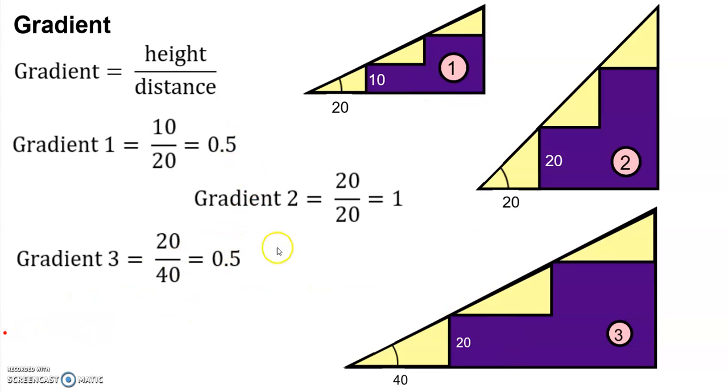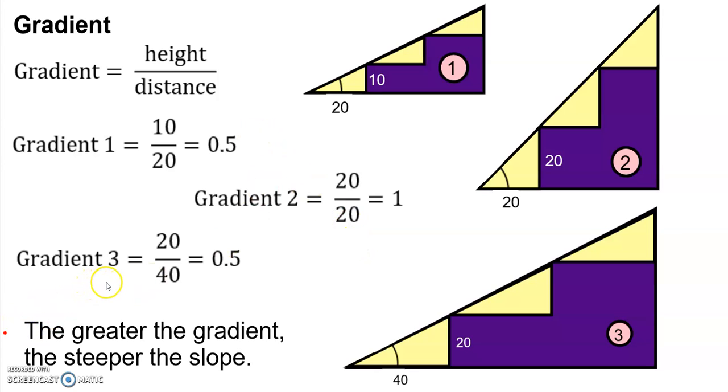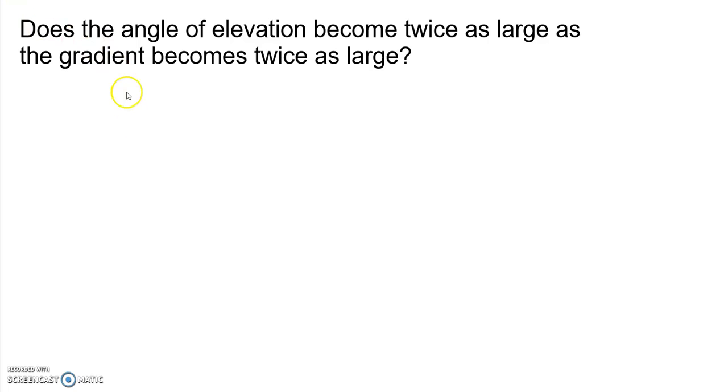But also when you take a good look at the gradients, you can tell the greater the gradient, the steeper the slope. In Dutch, hoe groter het hellingsgetal, des te steiler is de helling. So when we do know this, you can ask yourself this question. Does the angle of elevation become twice as large if the gradient becomes twice as large? Let us take a look.